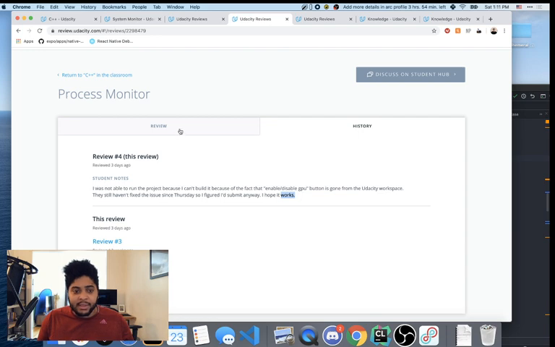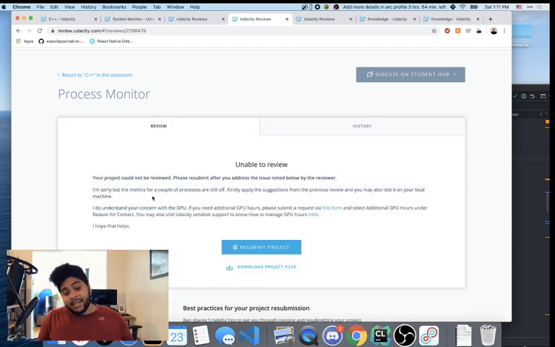I hope it works. The reviewer, and again, I understand that they might not be aware of all the issues going on, says: I'm sorry, but the metrics for a couple of processes are still off. Kindly apply the suggestions from the previous review, and you may also test it on your local machine. So I applied the suggestion from the previous review. I don't know what happened there. Metrics might still be off.